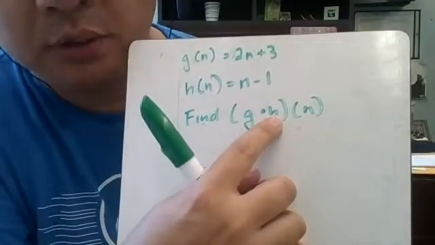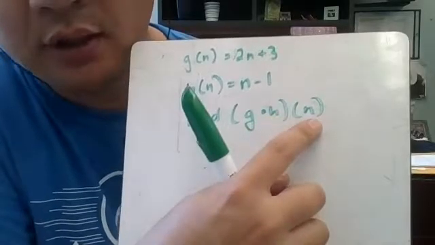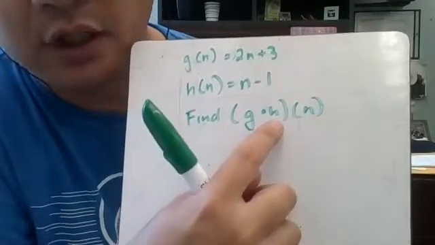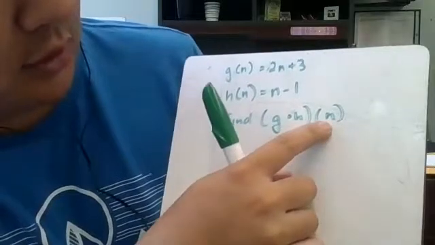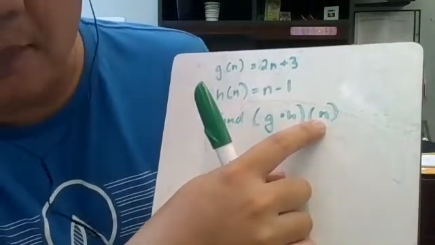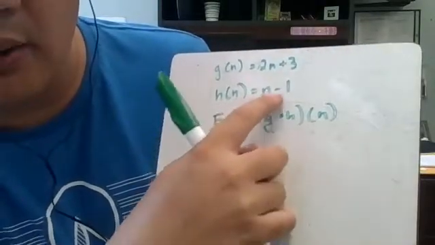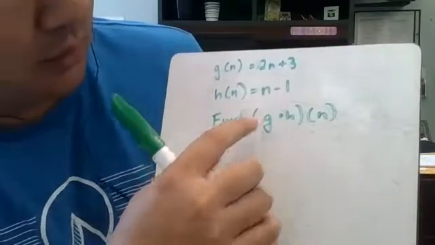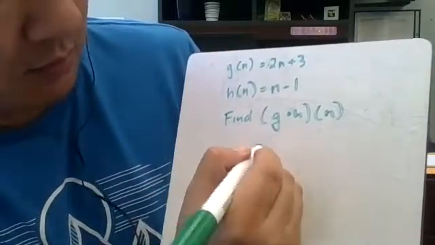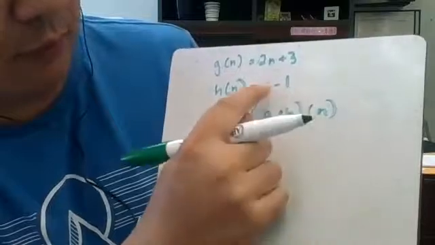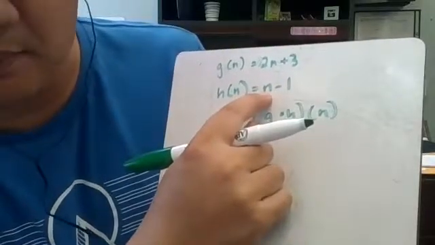What you're going to do is plug in whatever's here into the h function here. So in this case, it happens to be the n, and the n is already in the h function. So we're just going to leave it as n minus 1, because if you plug in n for n, it still stays the same.